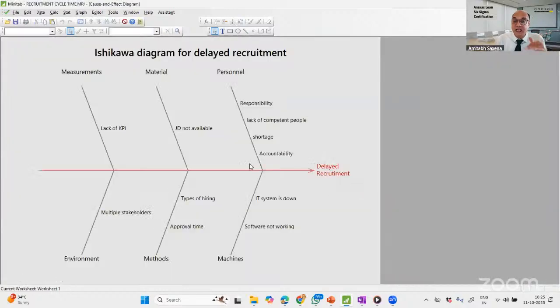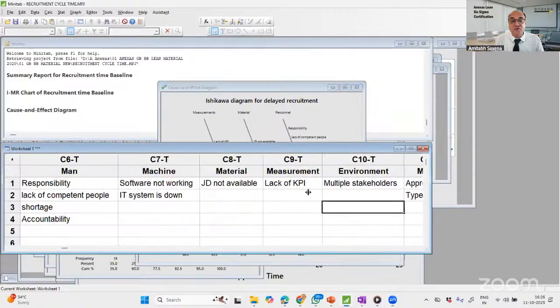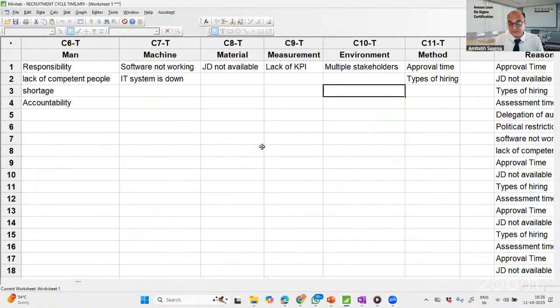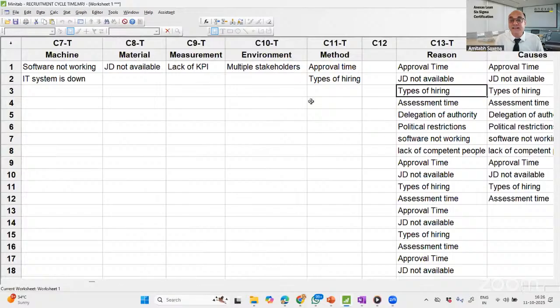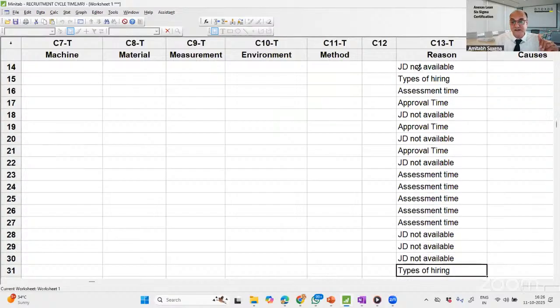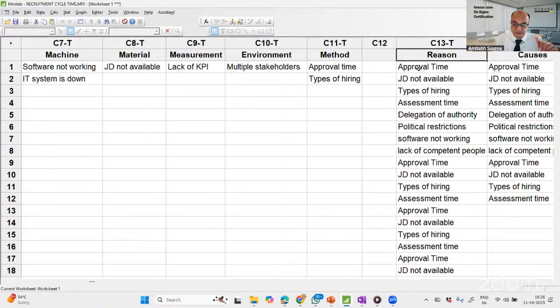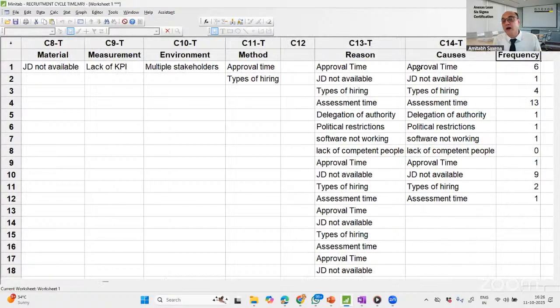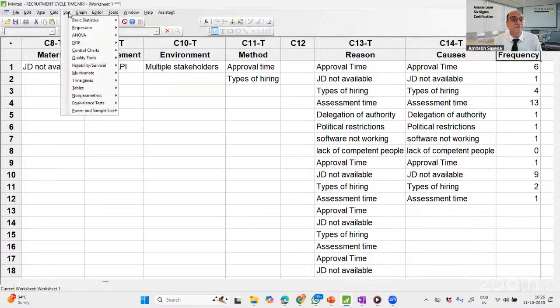Okay, these are our possible causes. Which of these causes are occurring more? Some are less, some are more. Let us see, so we collect the data. These were the reasons for the delays in my recruitments. Okay, no problem. How many times did each of these causes appear? You can always look at them.